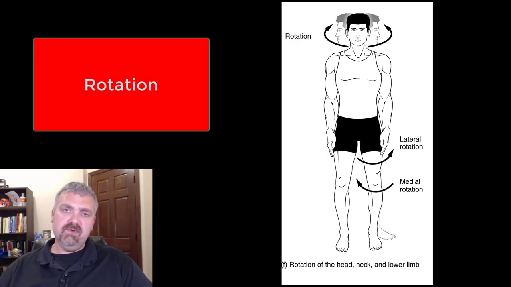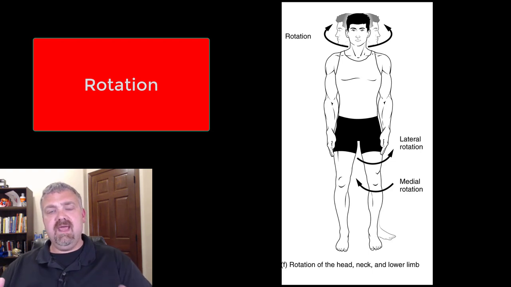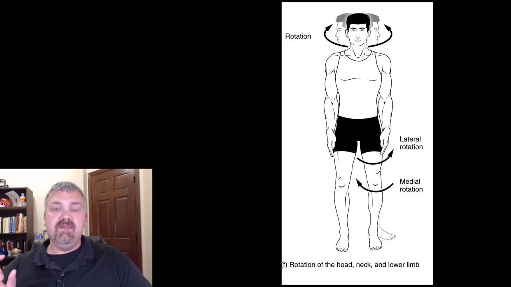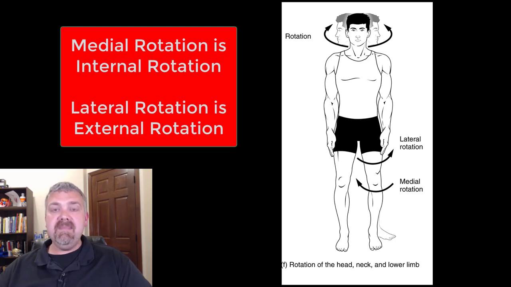Next we have rotation. For rotation of the trunk, the neck and the spine, you're usually just going to say left and right rotation. Just remember you're talking about the patient's lefts and rights. But with limbs, you're going to use terms like medial and lateral rotation. Medial rotation means to turn the structure in towards the midline, also known as internal rotation, so some sources will use that term. Lateral rotation means you're going to take something away from the midline, so that's also called external rotation.